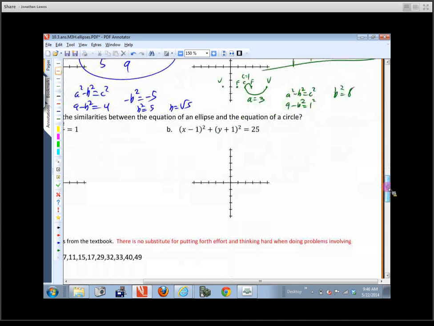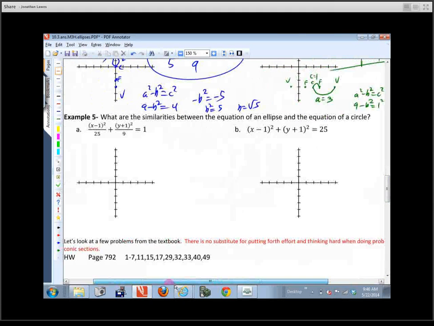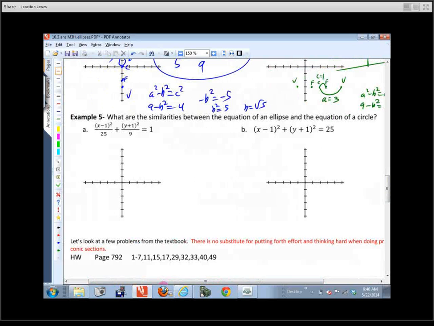Okay, almost done. Let's take a quick look at this. Okay, this is an ellipse. You can tell because it's got two squared variables. They have the same sign but different coefficients. Technically, this has a coefficient of 1/25 and that has a coefficient of 1/9, right?